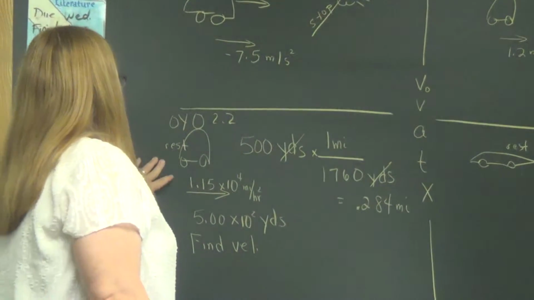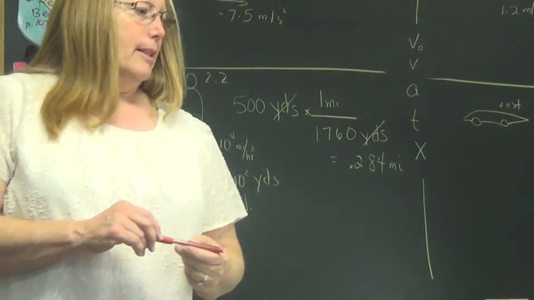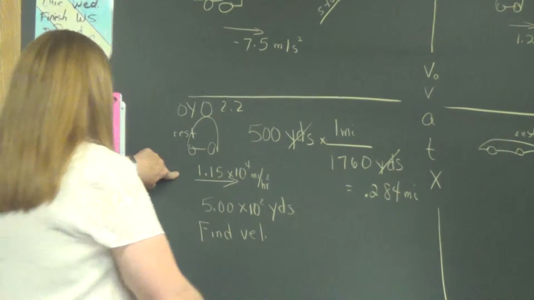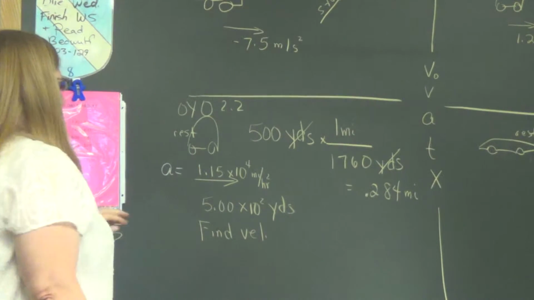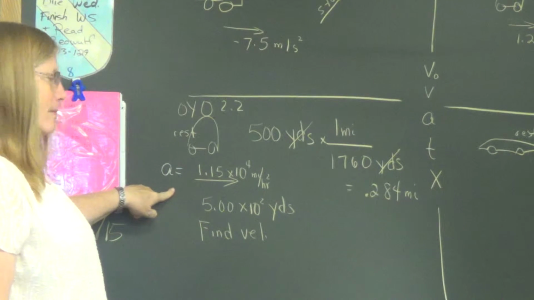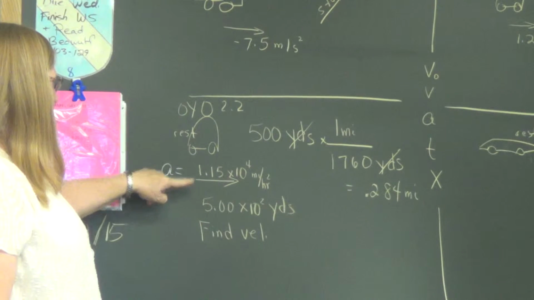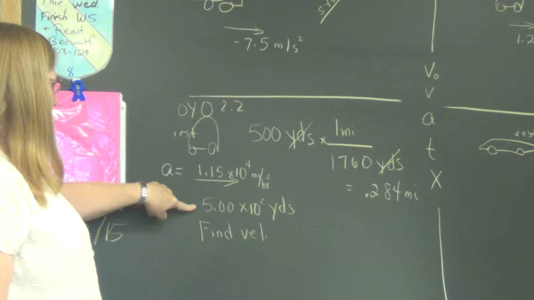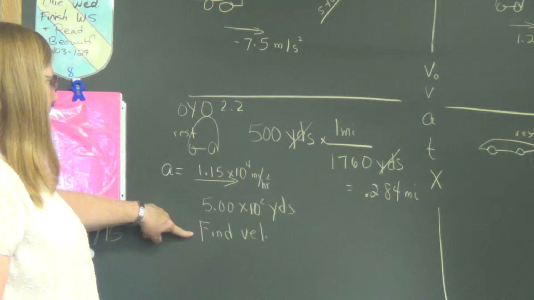Brian, could you read the scenario here, see if I've got the right numbers going? The car has a maximum acceleration of 1.15 times 10 to the 4th miles per hour squared, or 11,500 miles per hour squared. If it starts from rest and accelerates as quickly as possible for 500 yards, or 5.00 times 10 to the second yards, what will its velocity be?